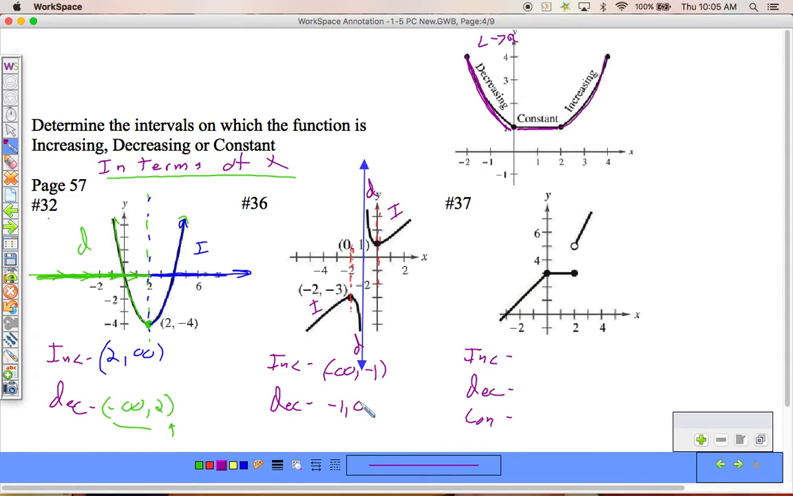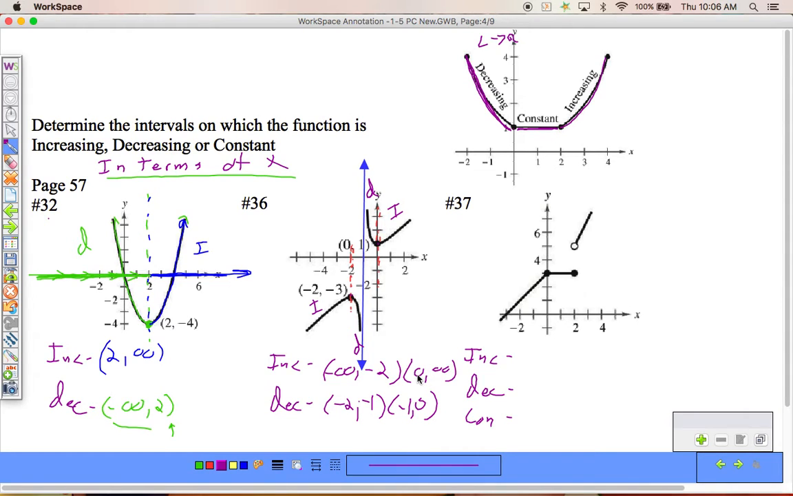No, I'm sorry. I messed that one up. Back up. It's increasing from negative infinity to this point, which is -2. And then it's decreasing from -2 to that vertical asymptote I have, -1. I jump to the other side, it's decreasing again from -1 to 0, and then from 0 to infinity.